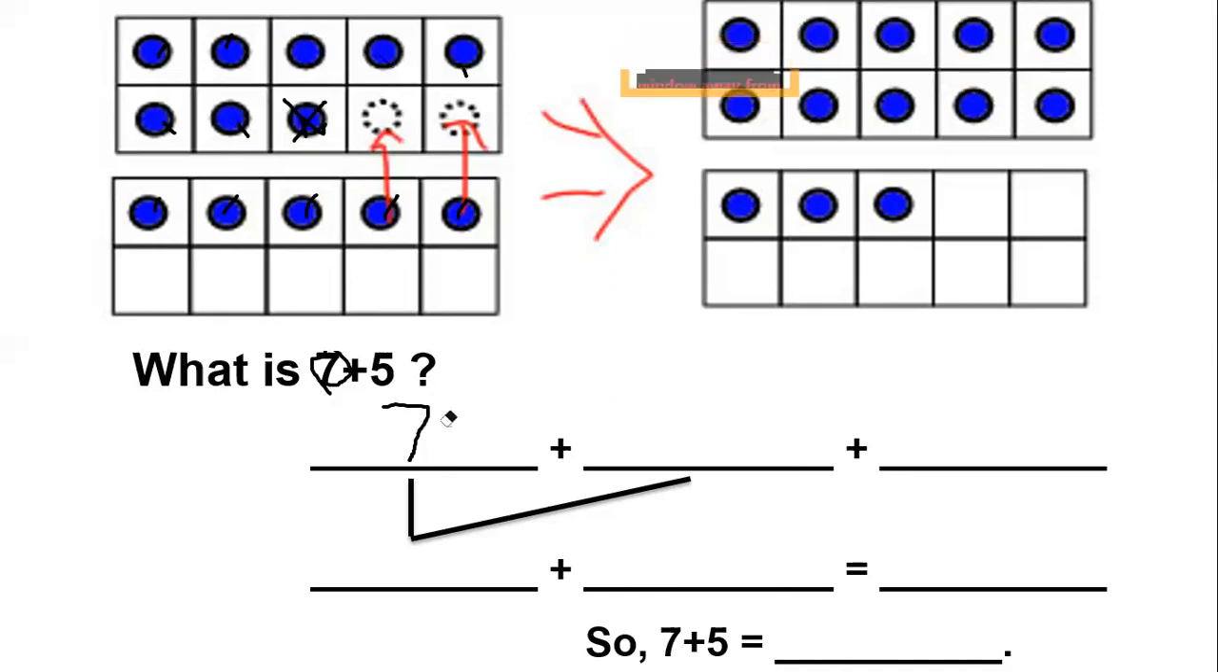No. So first I'm going to write here 7 and then I'm going to write here how many counters did I add to make it 10? Yes, we are going to write 2 counters. Now look, I place 2 counters here. So I'm going to write here 2.